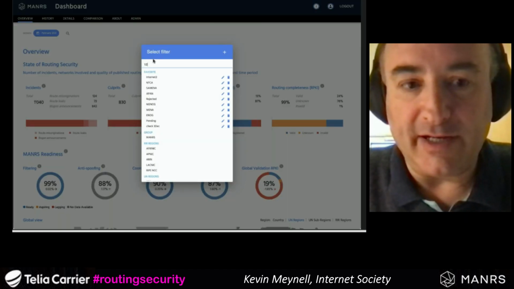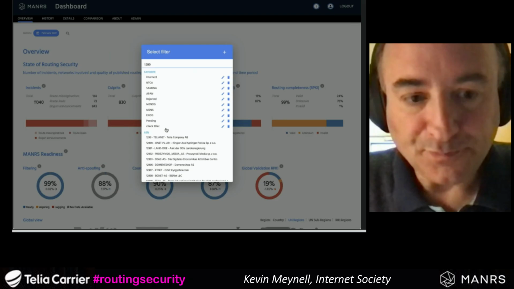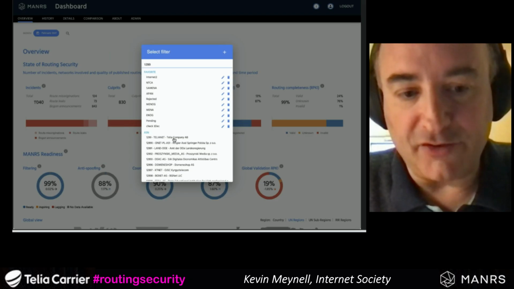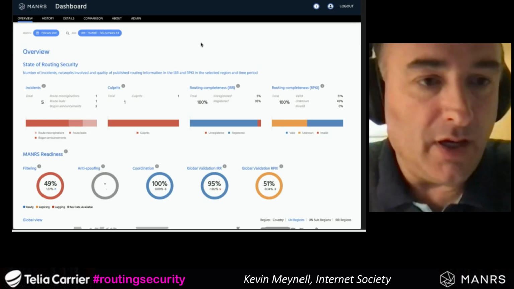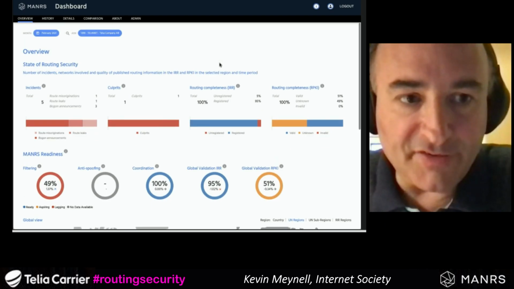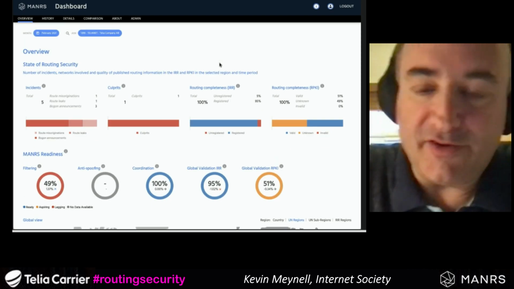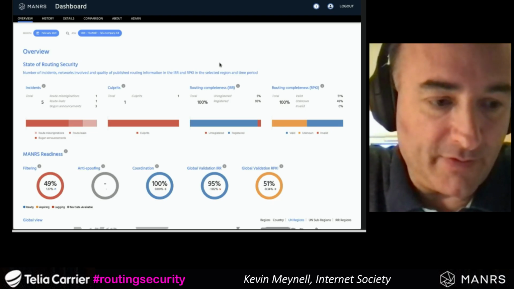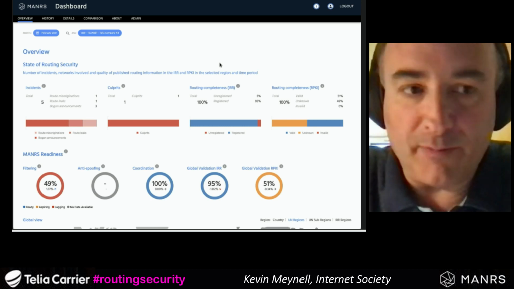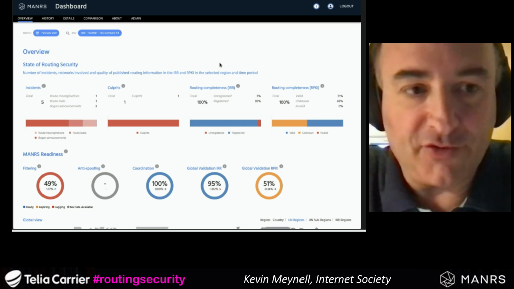So I'm going to go to Telia here, and I'd say Telia has a number of ASs, but I think this is probably the main one. And this gives you a score for Telia, and this is perhaps much more interesting. Now, I'm going to prefix this with a caveat that Telia is a tier 1 provider. They take traffic from a lot of places around the world.